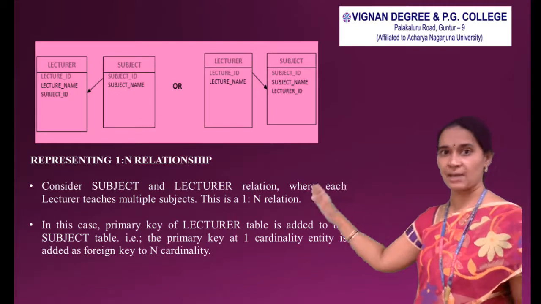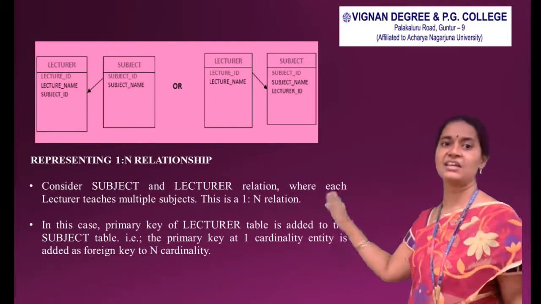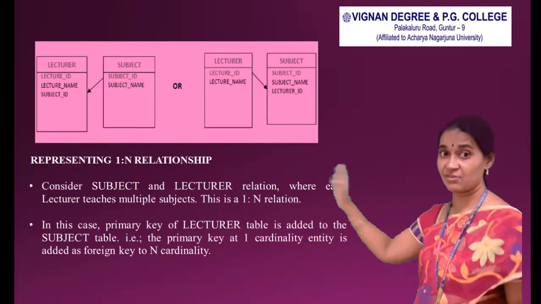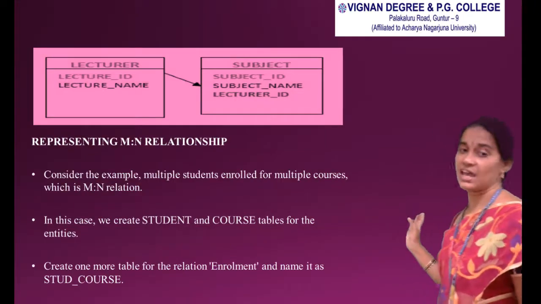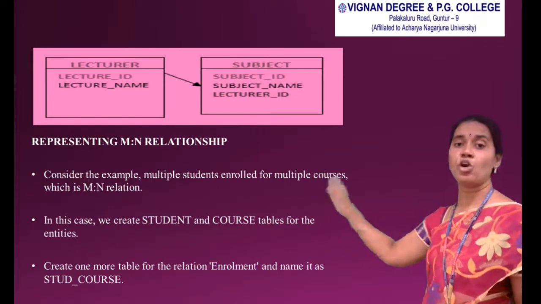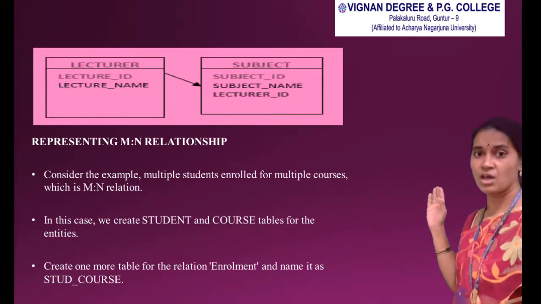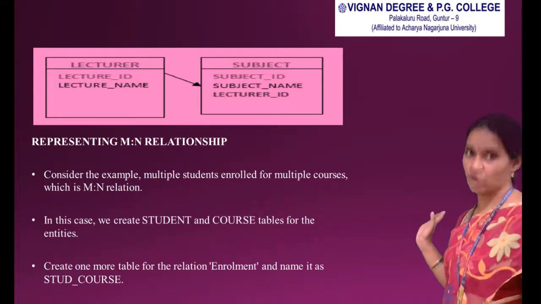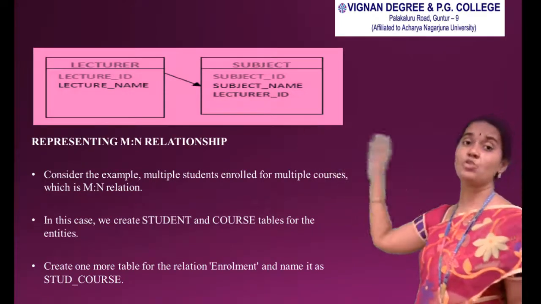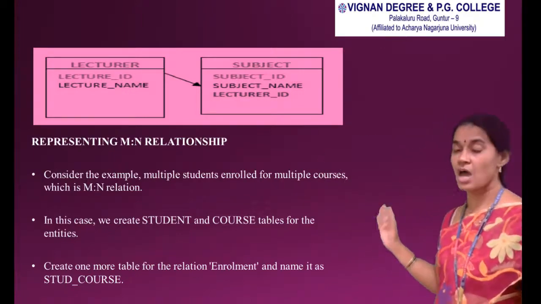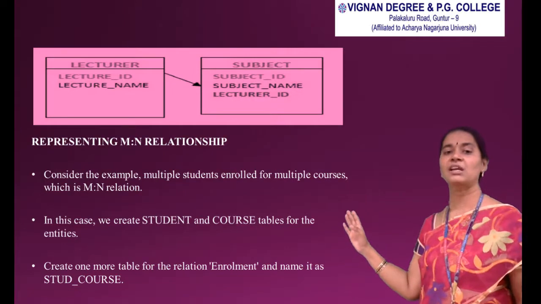That is, the primary key of the one cardinality entity is being added as a foreign key to the n cardinality entity. And one lecturer can teach n number of subjects. A lecturer ID in the lecturer table, he can go and teach a number of subjects. So, the lecturer ID in the subject table is being used as a foreign key. This is how I represent a one-to-many relationship. After that, representing a many-to-many relationship. How do I represent a many-to-many relationship?